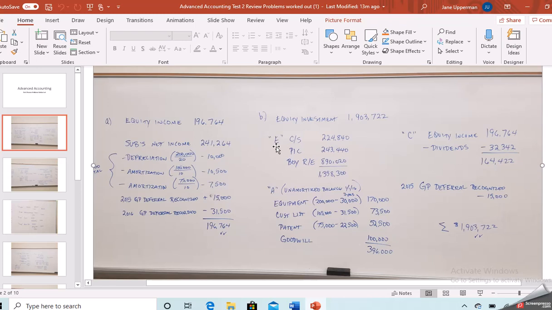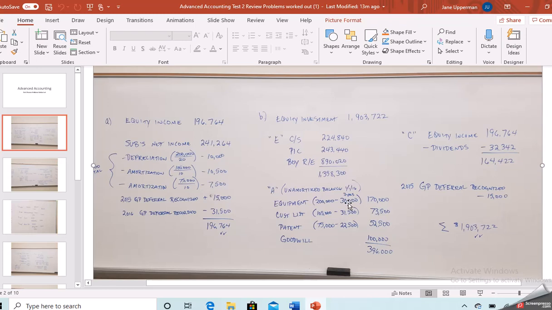So then we map it out. So we say, okay, our E entry, we go to our common stock, which is $224,840, again, right off of the balance sheet. Paid in capital, $243,440, again, right off of the balance sheet. Then our beginning of the year retained earnings, back up in our statement of retained earnings, that beginning balance is $890,020. So then when we subtotal those, we have the net book value of $1,358,300.